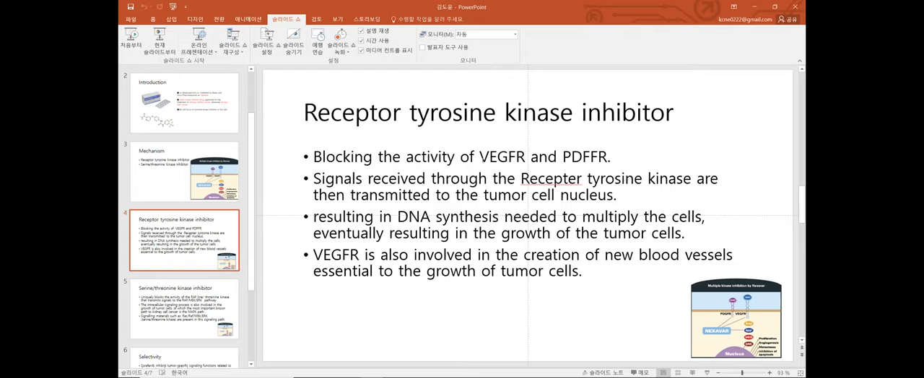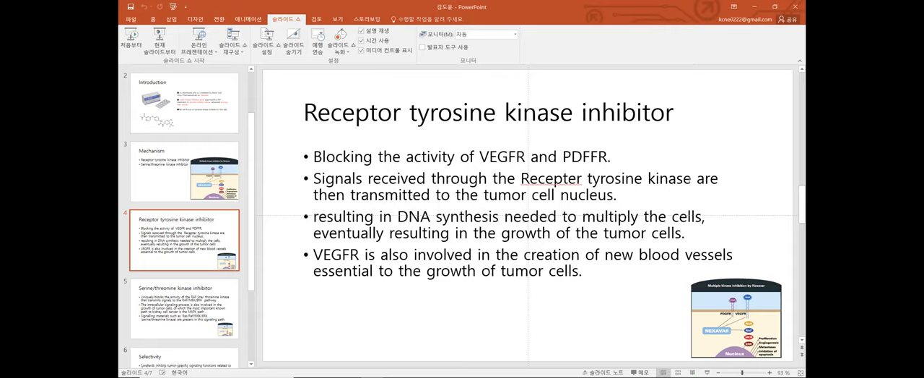VEGFR is related to blood vessels for tumor cell growth. Okay, V may be vascular. And what is the GFR? GF is maybe growth, and what can F be? F is factor, maybe. Yeah, it is a growth factor. R is a receptor. So vascular endothelial growth factor receptor, I guess.